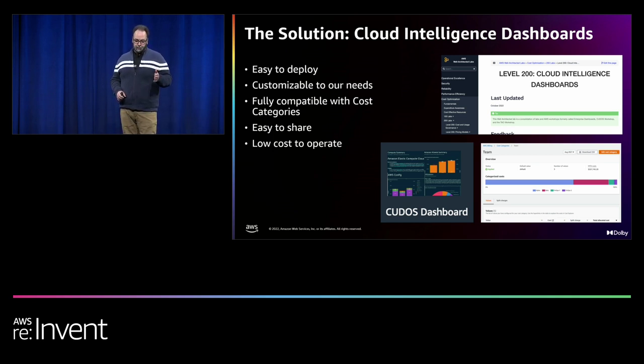Our production deployment includes data for over 160 AWS accounts. We share these dashboards with more than 50 users across six different business groups. Our monthly cost for this feature is $150 a month, which is significant cost savings over that previously mentioned 3% of our spend.